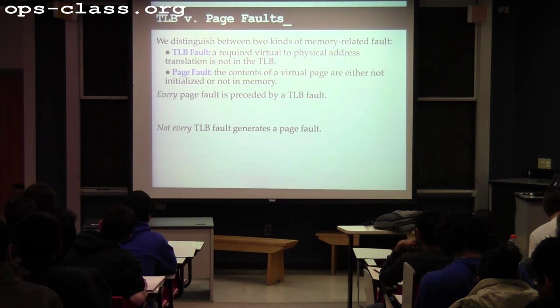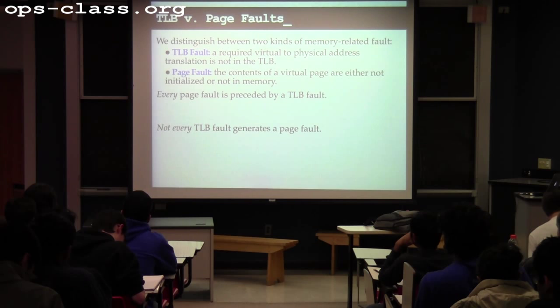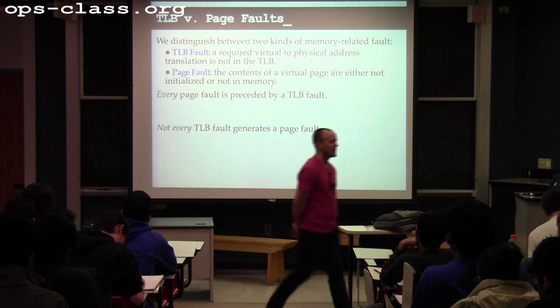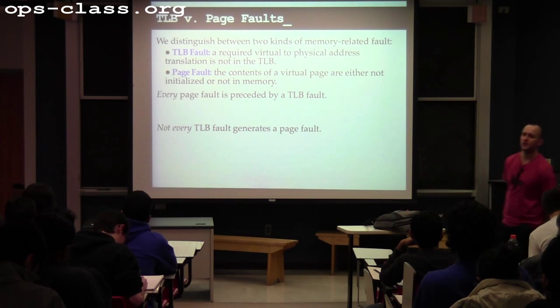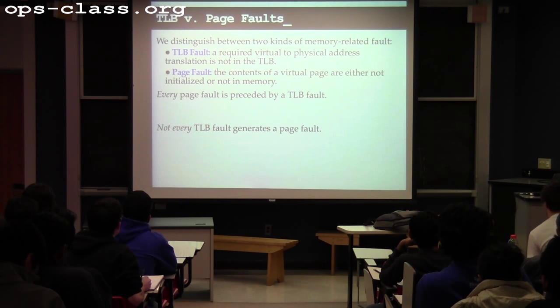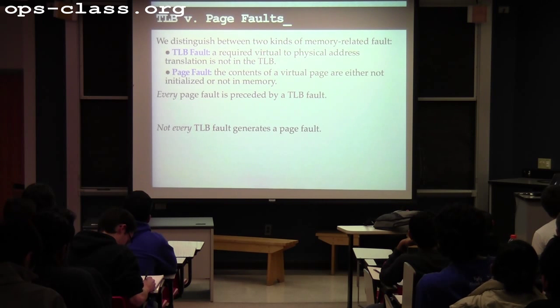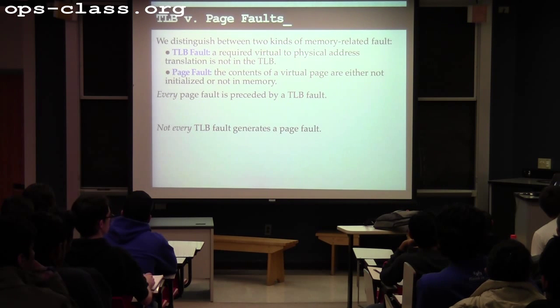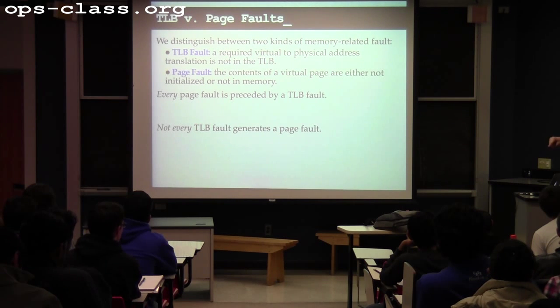I cannot have a page fault without a TLB fault. Why is that? What would be a very bad idea? Let's say I want to move a page out to disk. I pick my page. I move it out to disk. What do I need to make sure I do if I'm going to do this safely? Doug? Tell the TLB that it's no longer a valid direct translation. Yeah, I better get that translation out of the TLB.